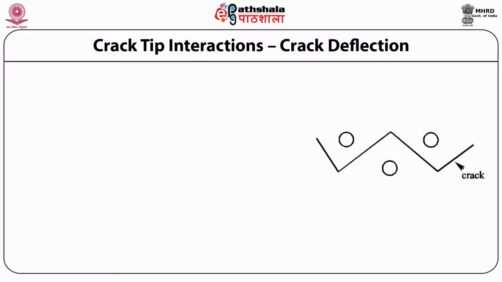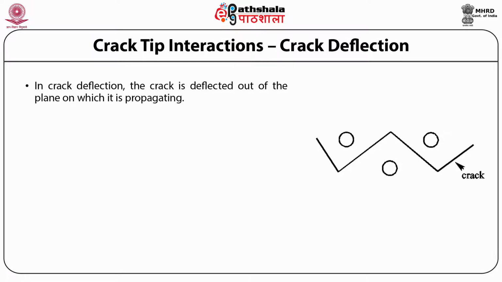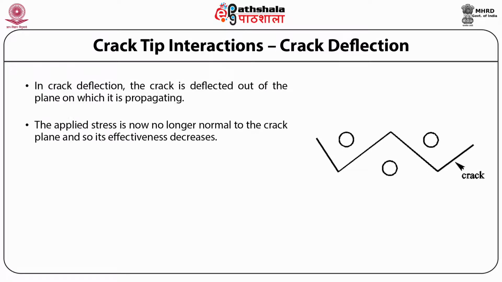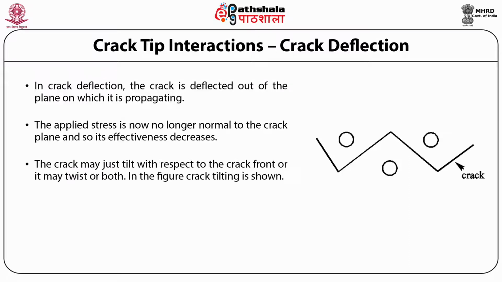Crack tip interactions, that is crack deflection. In crack deflection, the crack is deflected out of the plane on which it is propagating. So the applied stress is now no longer normal to the crack plane, and so its effectiveness decreases. The crack may just tilt with respect to the crack front, or it may twist, or both.